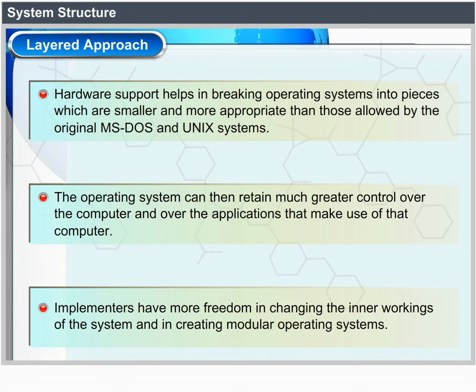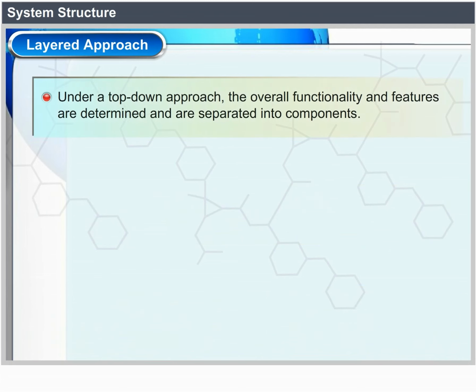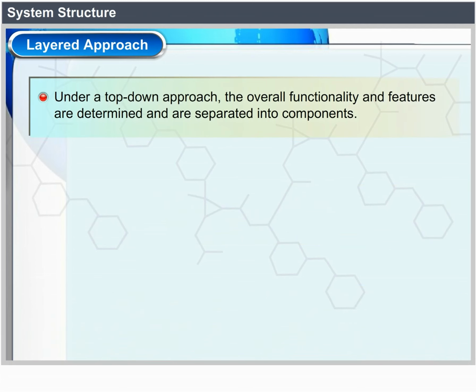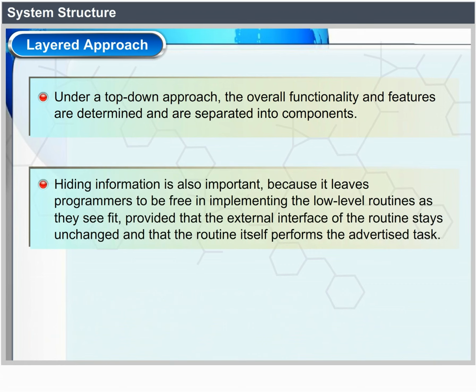Under a top-down approach, the overall functionality and features are determined and are separated into components. Information hiding is also important because it leaves programmers free to implement the low-level routines as they see fit, provided that the external interface of the routine stays unchanged and that the routine itself performs the advertised task.